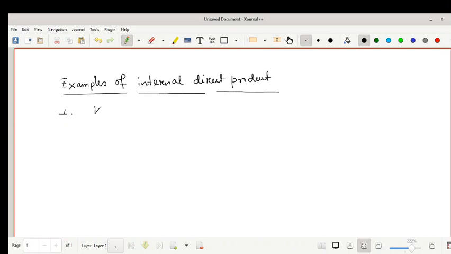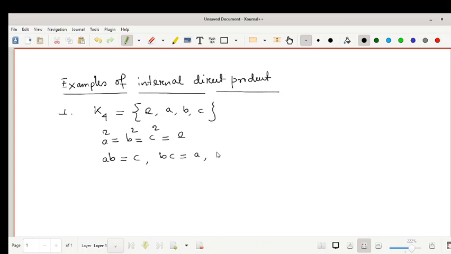We know that the Klein's 4 group K4 contains 4 elements. Let the elements be denoted by E, A, B, C. And the binary operation defined in this Klein's 4 group is like this. A square is equal to B square is equal to C square is equal to identity always, and AB is equal to C, BC is equal to A, and CA is equal to B. Of course, it is abelian.